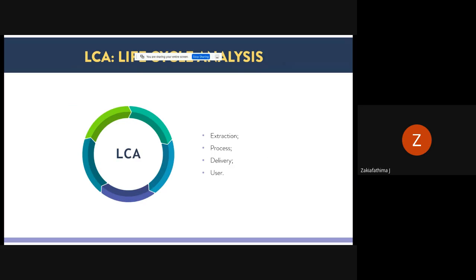Then comes your LCA, life cycle analysis. When you consider your life cycle analysis, there are four parts you consider for analyzing it: extraction, then the process or your manufacturing, then delivery, and the user. Extraction is where you extract your raw material from. During your extraction of your raw material, there should be no harm to the environment. Second is your process, that is where your manufacturing happens. Manufacturing of the material has to make sure there is no harm to the environment.